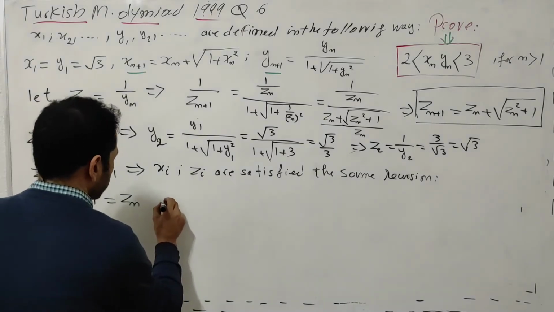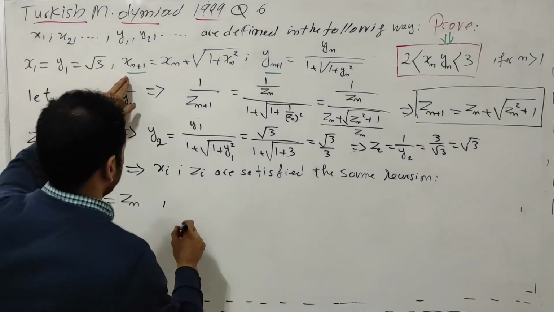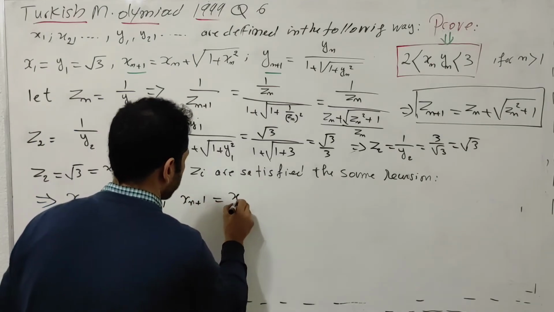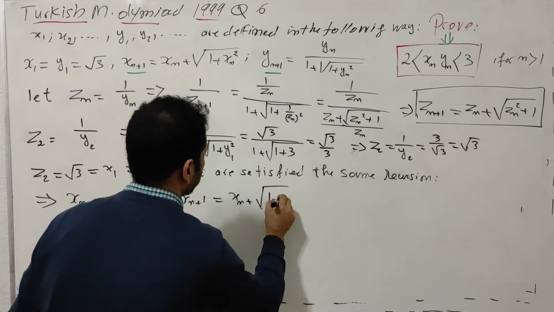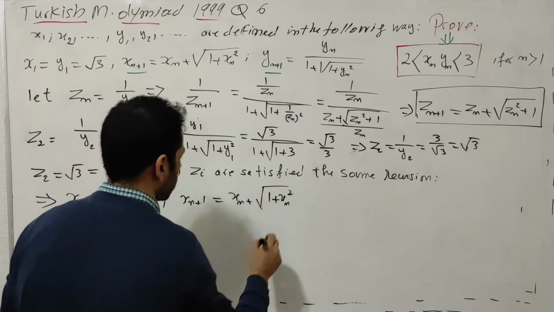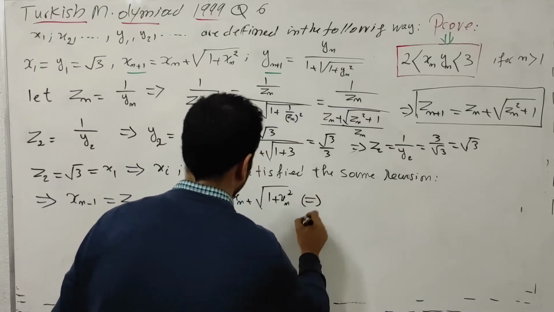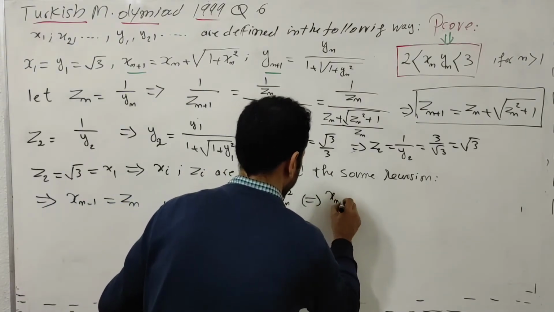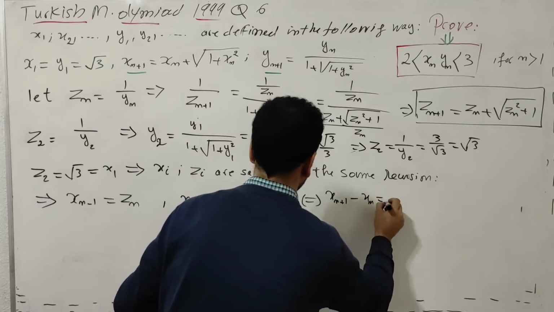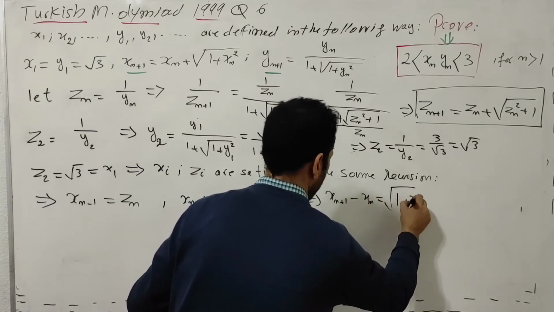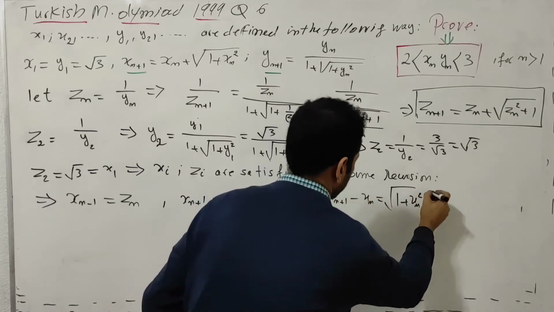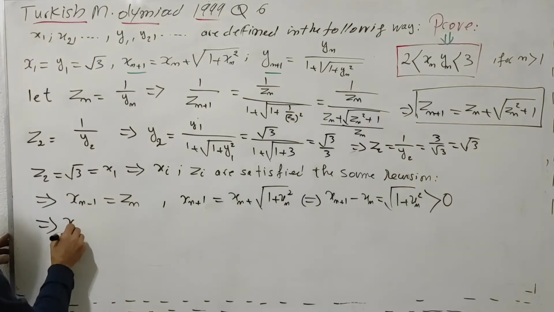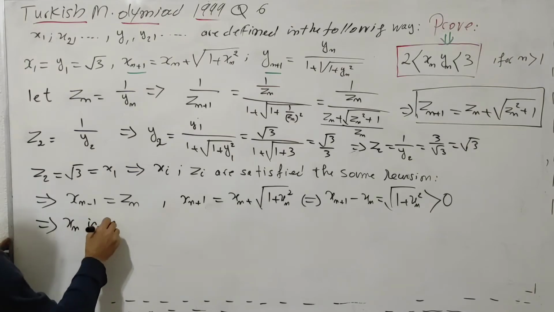And moreover, we have x sub n plus 1 equal to x sub n plus square root of 1 plus x sub n squared, which is equivalent to the following. I'm going to bring x sub n to the other side. I will have x sub n plus 1 minus x sub n equal to square root of 1 plus x sub n squared, which is strictly greater than 0. This implies x sub n is an increasing sequence.